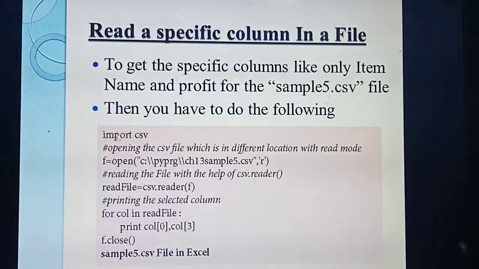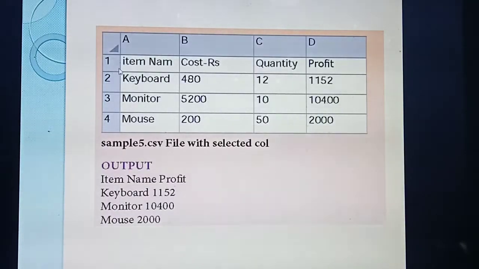Understood? The same thing: first you are importing the file, next opening, next reading the file, next reading from the column, next printing only selected columns, column 0 and 3, and next closing the file. See here, this is column 0, this is column 1, column 2, column 3. In your program, column 0 as well as column 3 will get printed. Remaining things won't get printed.